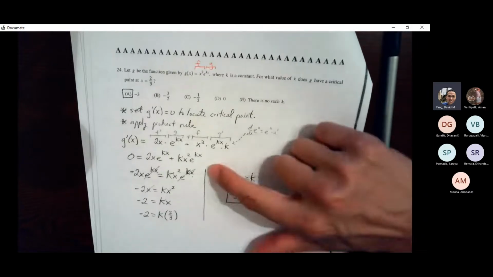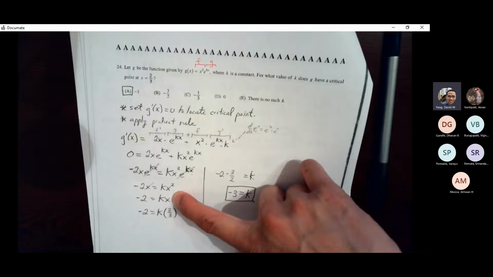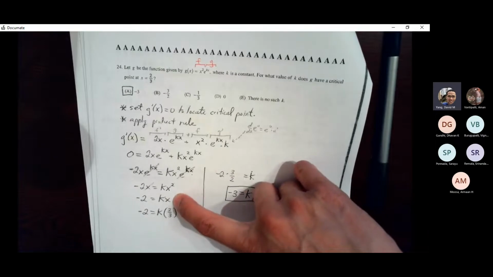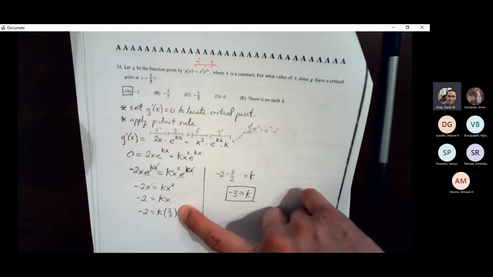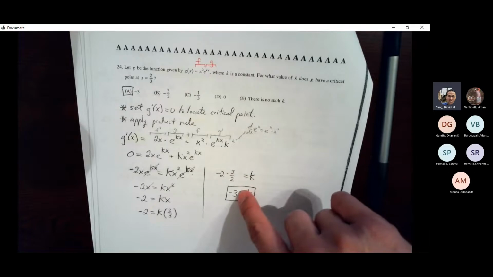Continue reducing one of the x's. I'm left all the way down to negative 2 equals kx. Replace x with 2/3. Divide both sides by 2/3, which is the same thing as multiplying by the reciprocal. Negative 2 times 3/2 is negative 3.